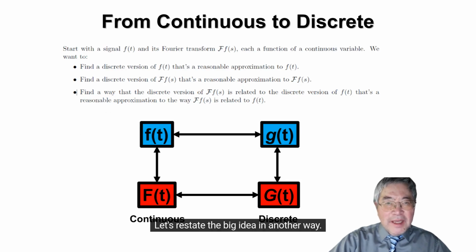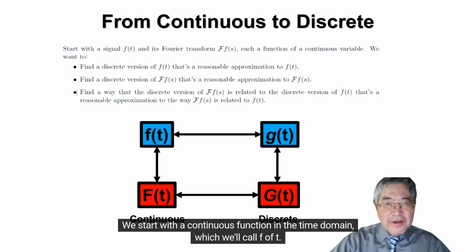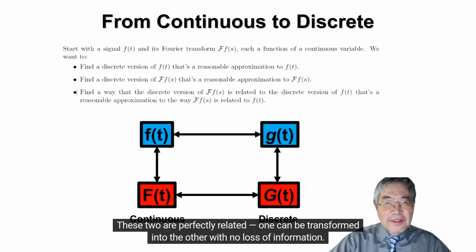Let's restate the big idea in another way. We start with a continuous function in the time domain, which we'll call f of t. It has a continuous Fourier transform, capital F of u, in the frequency domain. These two are perfectly related. One can be transformed into the other with no loss of information.